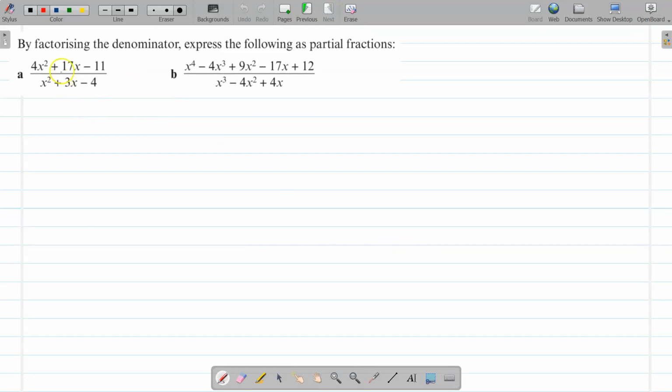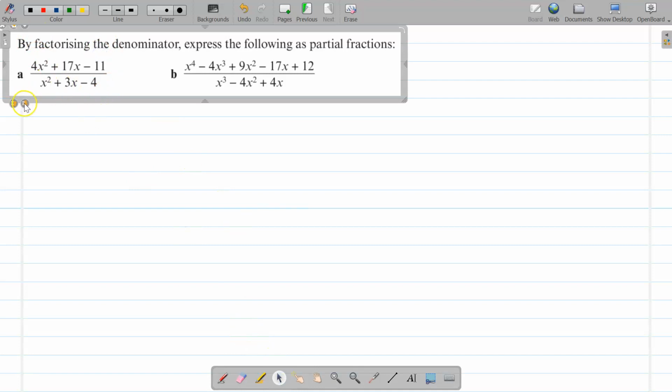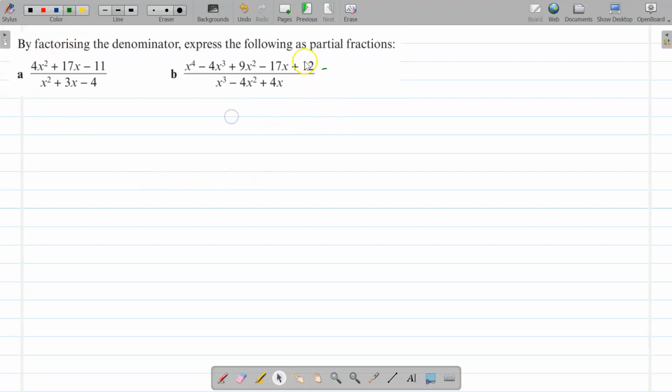Right, now in part B, we have a slightly different situation because this fraction is more top heavy, or improper, if you like, than this was, because it's a degree higher. Well, that means we do this. I'm just going to call this g of x. Let me bring that to the front so you can see. Okay, so this is equal to g of x, and that's what we're working on now.